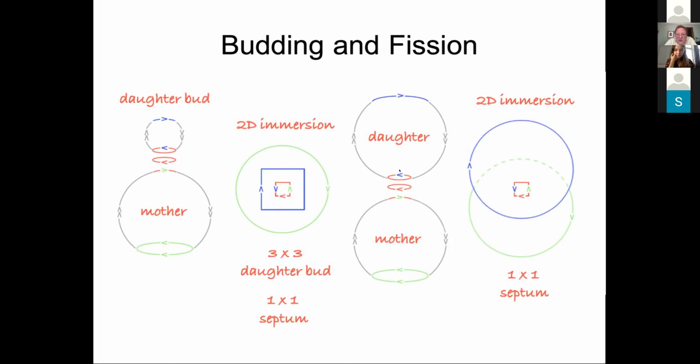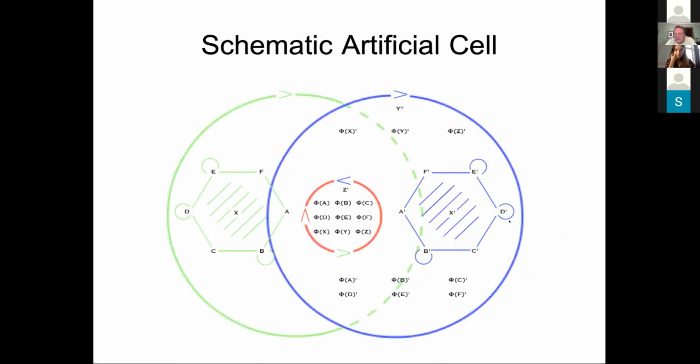And similarly, once the septum shrinks to a single site, it can be deleted with another operator, which again is local. So that leads to this, which is a sort of schematic picture of the artificial cell I'm talking about. Here we have the replication pipe, the synthesis pipeline in the mother. This is the synthesis pipeline for the daughter. This is the septum. Significantly, we have the 2 forward and backward traversals of the plasmid.